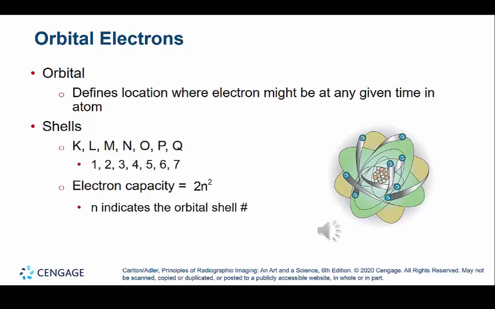Orbital electrons are located in shells. The shells are labeled K, which is the innermost shell, all the way out, L, M, N, O, P, Q, and so forth. As you can see, each shell has a designated number. K equals 1, L equals 2, M equals 3, and so forth. The electron capacity of each shell is measured with the formula 2n squared. N indicates the orbital shell number.